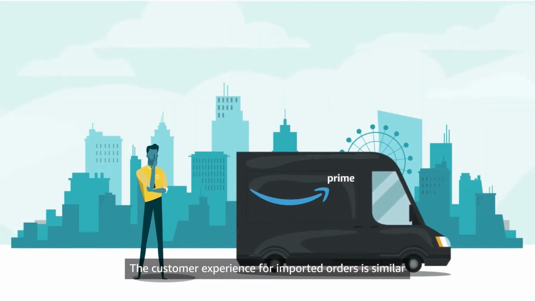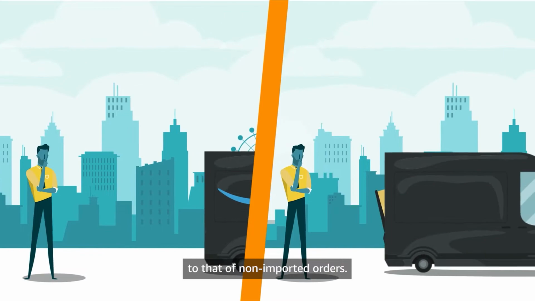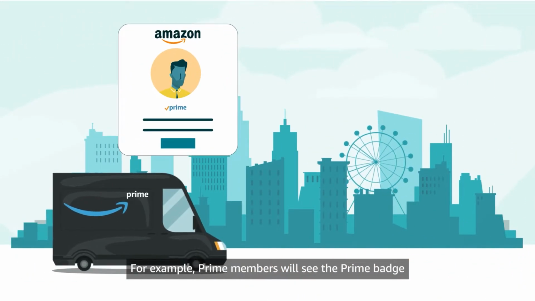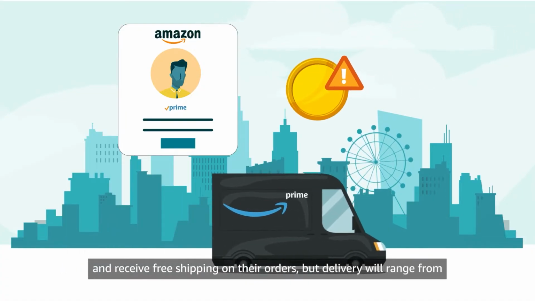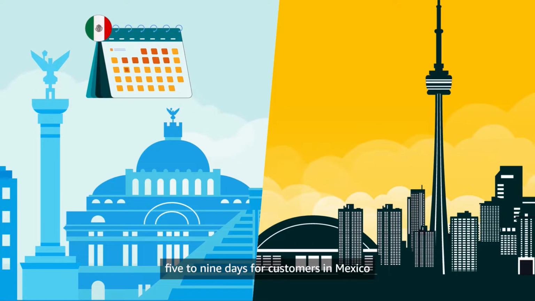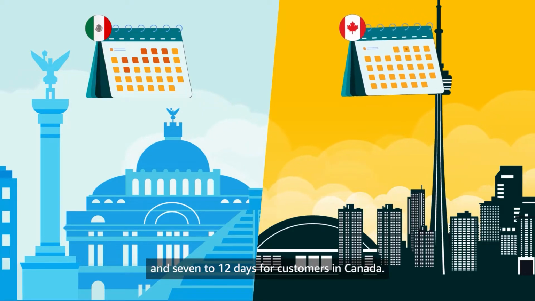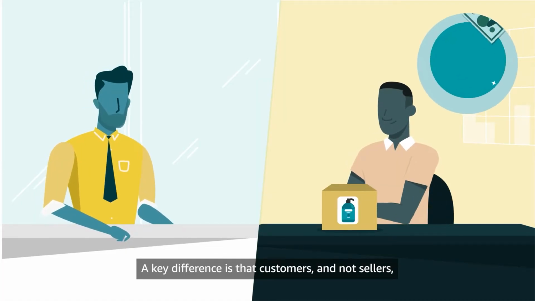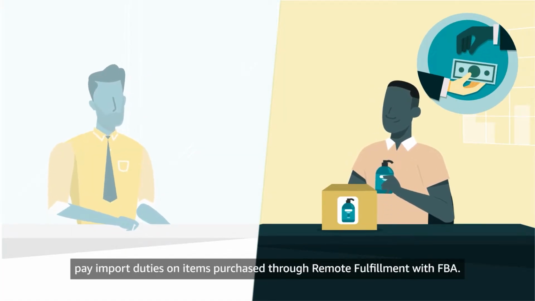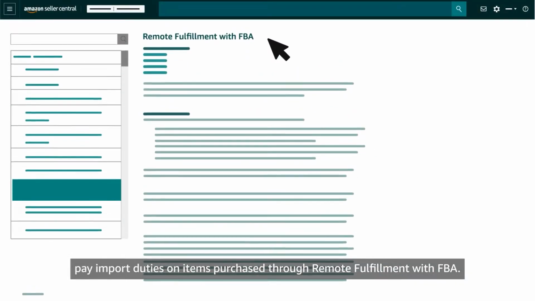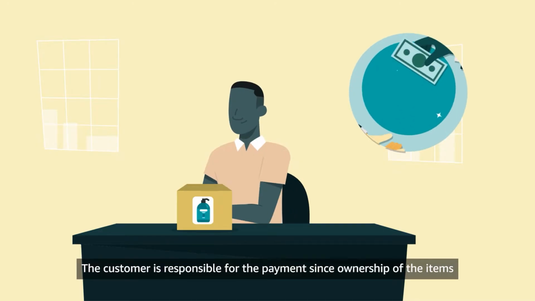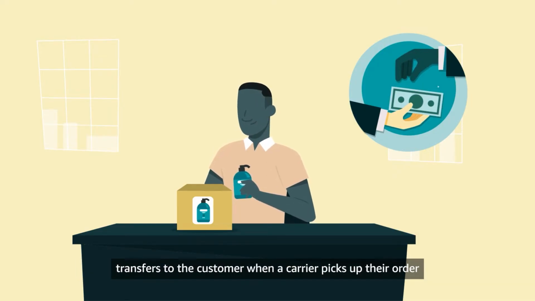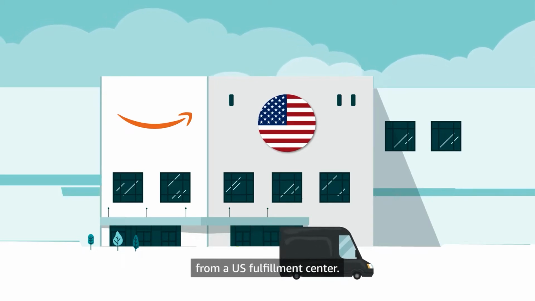The customer experience for imported orders is similar to that of non-imported orders. For example, Prime members will see the Prime badge and receive free shipping on their orders, but delivery will range from 5 to 9 days for customers in Mexico and 7 to 12 days for customers in Canada. A key difference is that customers and not sellers pay import duties on items purchased through remote fulfillment with FBA. The customer is responsible for the payment since ownership of the items transfers to the customer when a carrier picks up their order from a US fulfillment center.